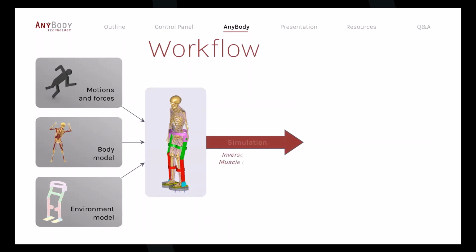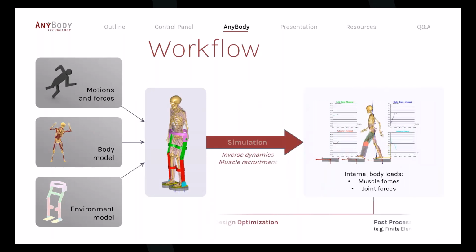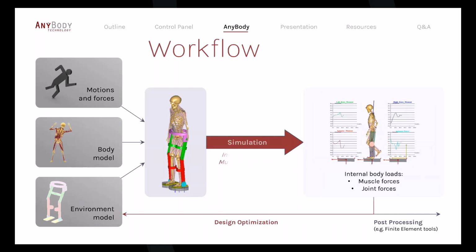You provide the recorded motion data as input and use the body models which you or others have built. Then you can optionally provide some kind of environment, which could be a special type of equipment or, for example, an exoskeleton. Then you can use Anybody to combine these things and run the inverse dynamic simulation, which solves the muscle recruitment problem. This basically means that we go from motion to calculating the internal body loads and interaction with the environment in some cases. You can then output the results and use them for post-processing with, for example, some kind of finite element tool, but many users also close the loop completely by doing some kind of design optimization and then run the cycle multiple times.